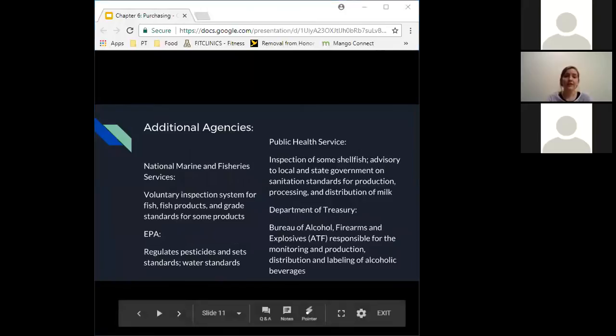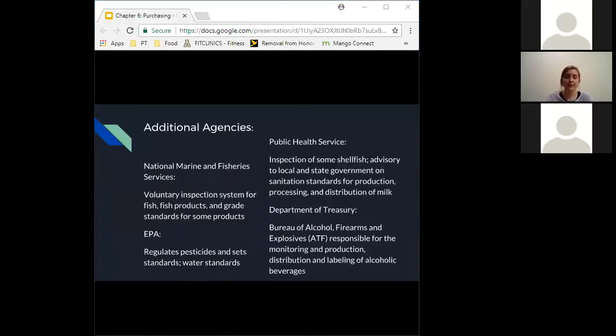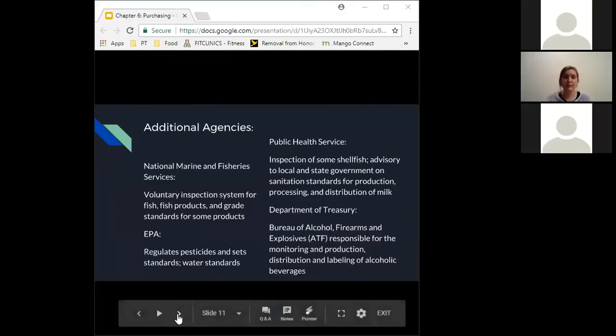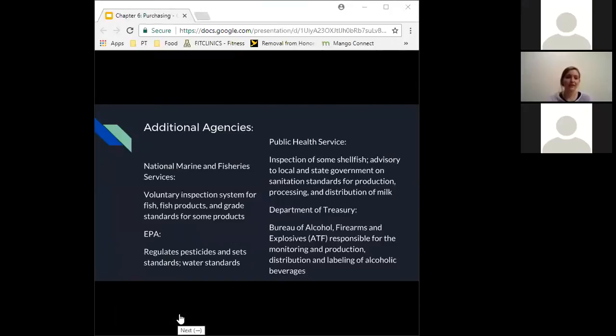A few additional agencies are involved in our food inspection and regulation: the National Marine Fisheries Service, and the EPA, which creates tolerance levels for pesticide residues in food, establishes the safety of new pesticides, and provides educational materials on the safe use of pesticides. The EPA also sets standards for the safety of water. The Public Health Service is another agency, and the ATF in the Department of Treasury is responsible for the monitoring of production, distribution, and labeling of alcoholic beverages.